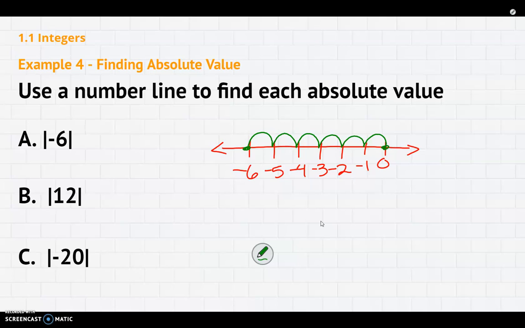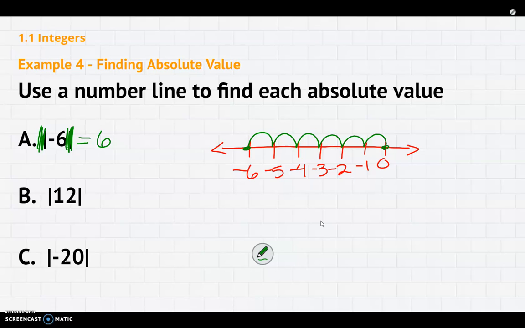So the absolute value of -6 is 6, positive 6. I didn't explain that these two bars right here mean find the absolute value. So when you see vertical bars, it means find the absolute value. The absolute value of -6 is 6. Again, absolute value is always positive.